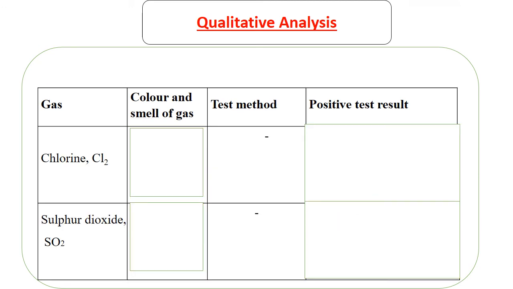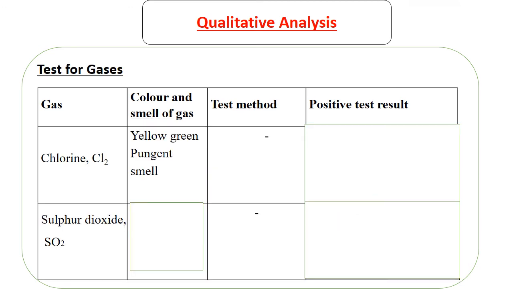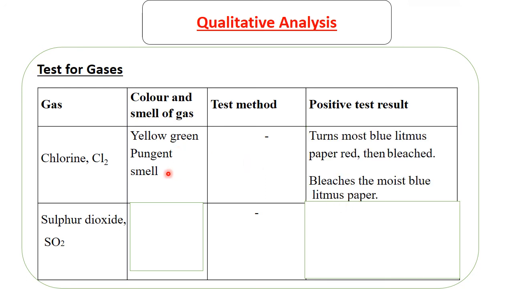Then chlorine. What's the color and smell of chlorine? It is yellow-green in color. Also it's got a pungent smell. For the test method, of course, using just the color and the smell you can tell. But also, when you use moist blue litmus paper, it turns the moist blue litmus paper red, then it bleaches it.